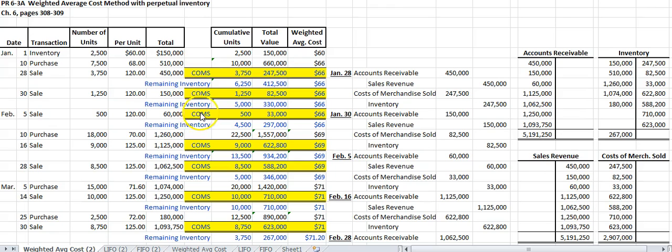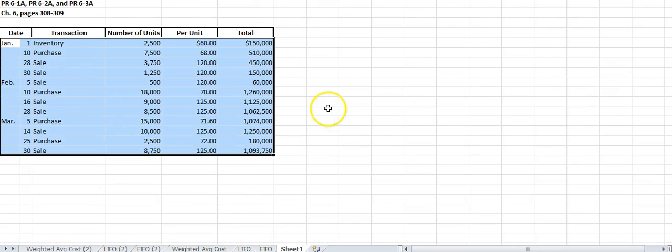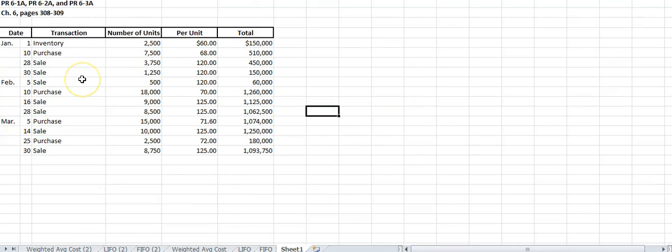What they present us with is a sheet like this one here. Let me show you this. They give us this information here, and we're supposed to calculate cost of merchandise sold using FIFO, LIFO, and weighted average. As I've done before, I transformed this data into data that I can use, causing the least errors possible.